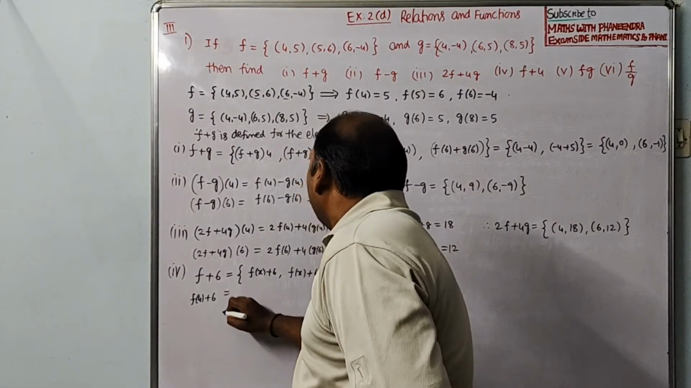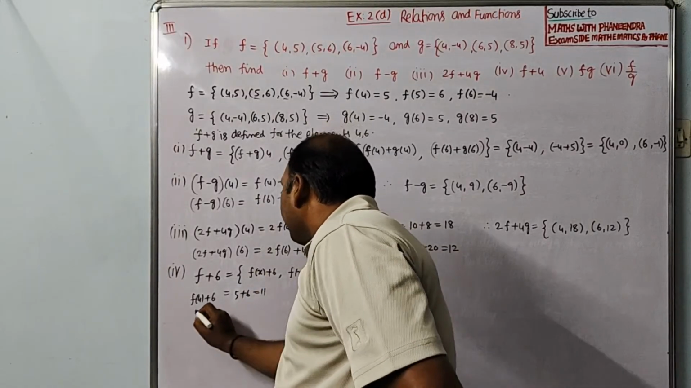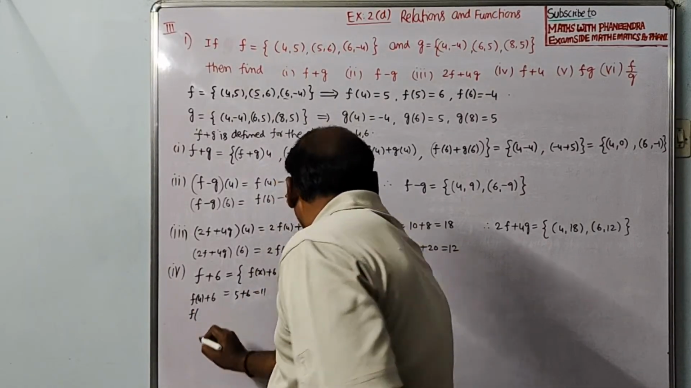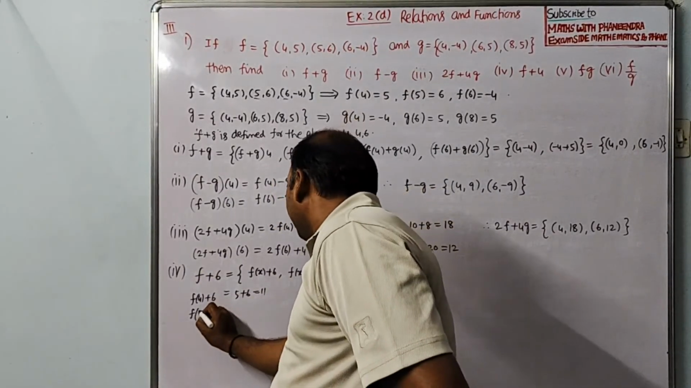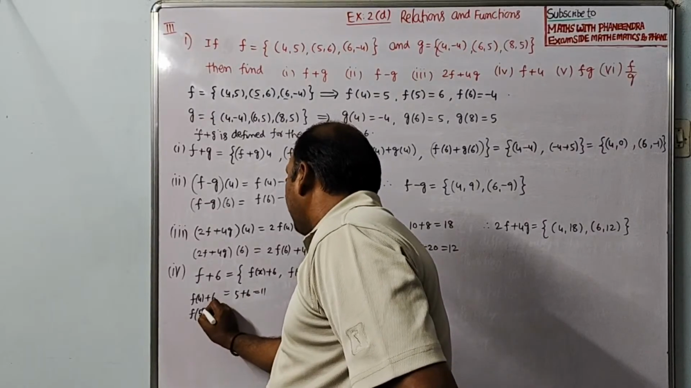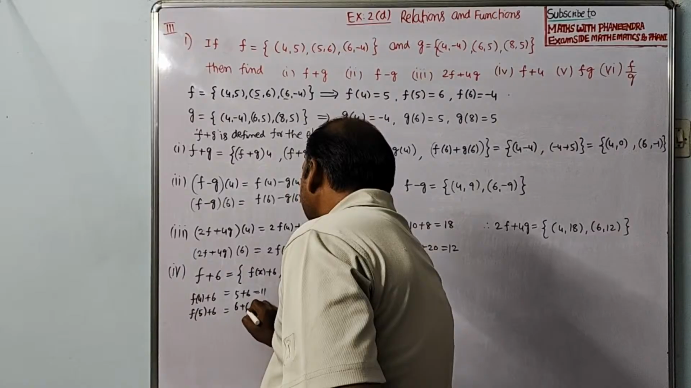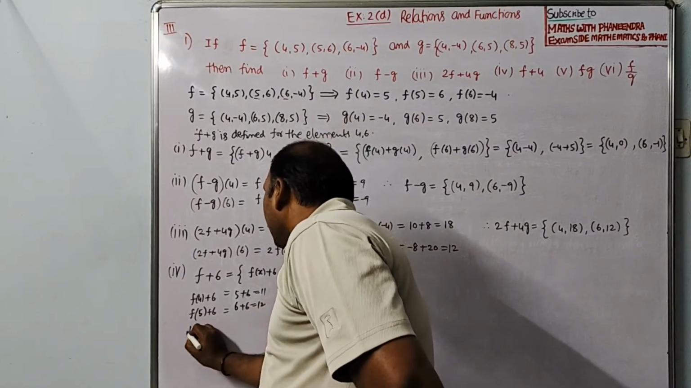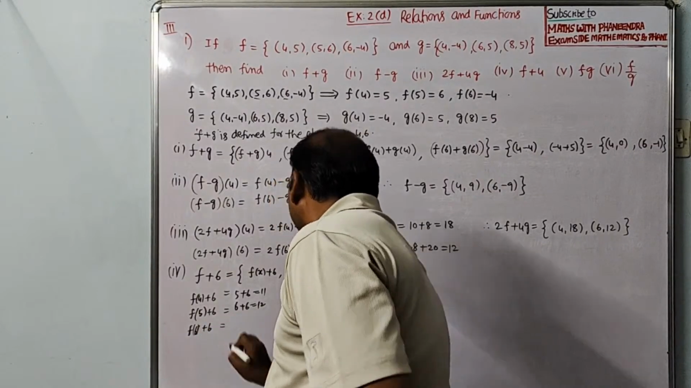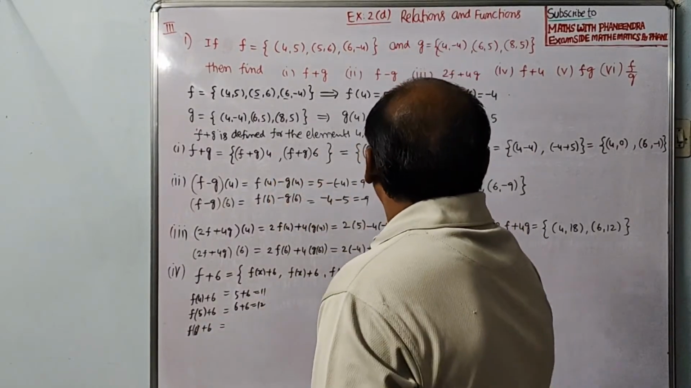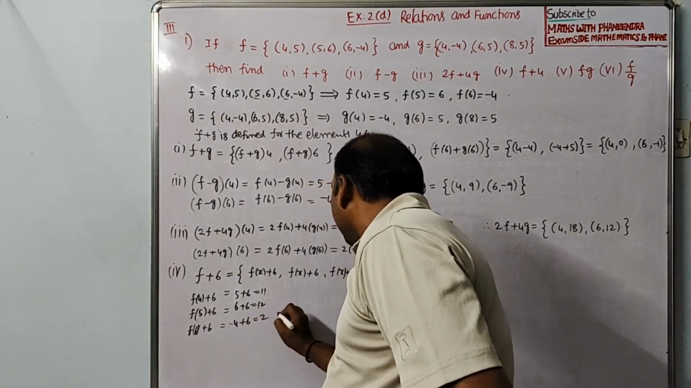F of 4, value how much by here? F of 4 is 5. 5 plus 6, 11. F of 5, how much? It is 6. 6 plus 6, 12. F of 6 plus 6. What is f of 6? F of 6 is minus 4. Minus 4 plus 6, it is 2.